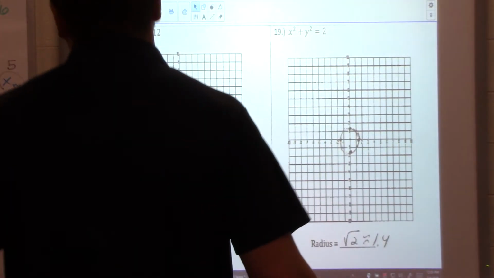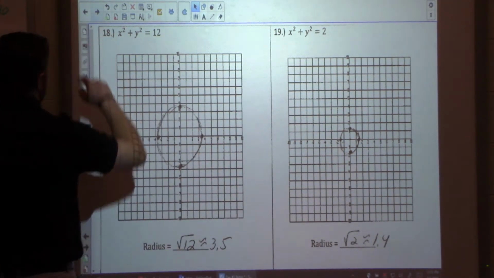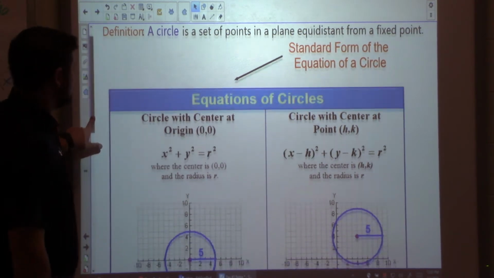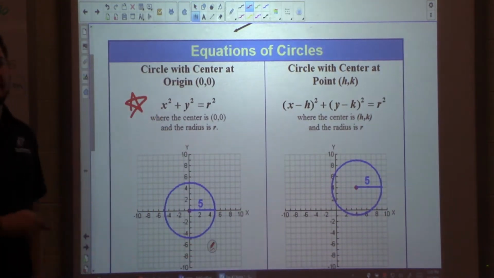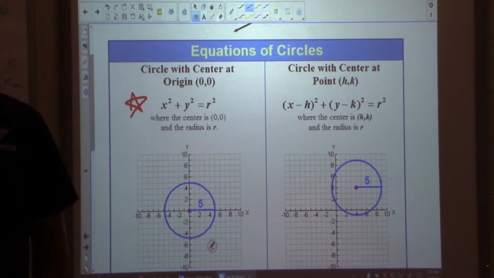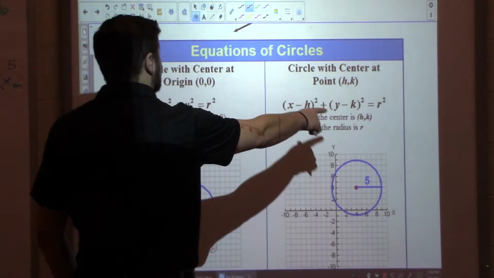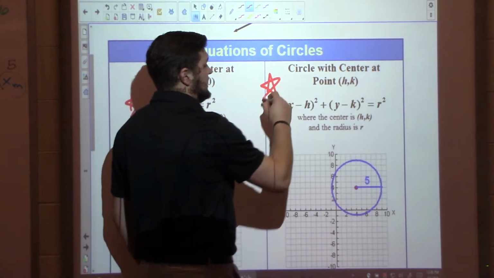Alright, so today we're talking about circles that are not centered at the origin. Yesterday we talked about circles centered at 0, 0. That was our formula: x squared plus y squared equals r squared, right? Today, we're talking about circles with center at point h, k.